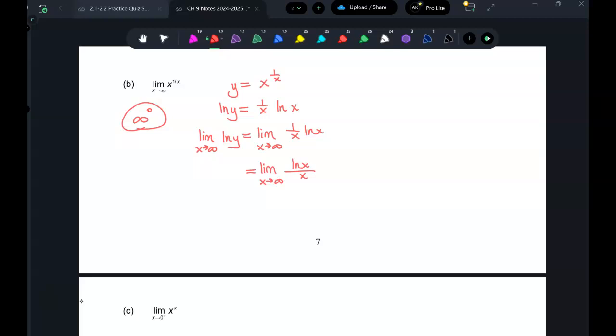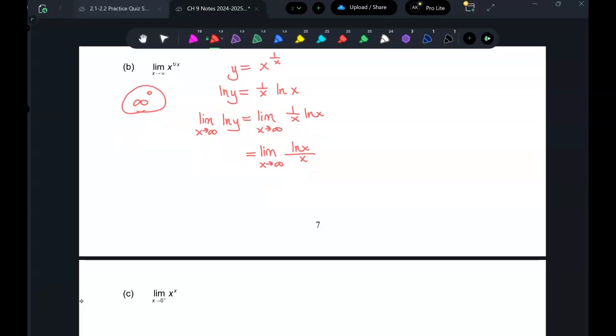Because x approaches infinity, we don't really have to do any manipulation here. So L'Hopital's rule will say it's just 1 over x, right? Which goes to 0. So ln y is 0, so y is 1.